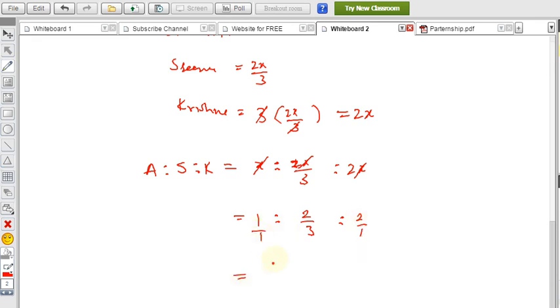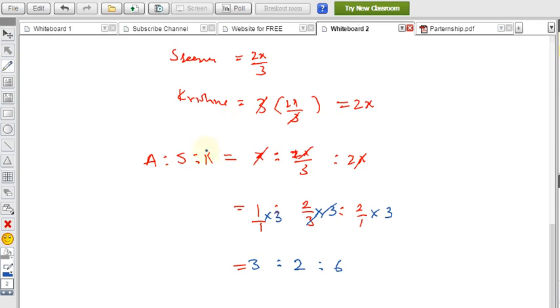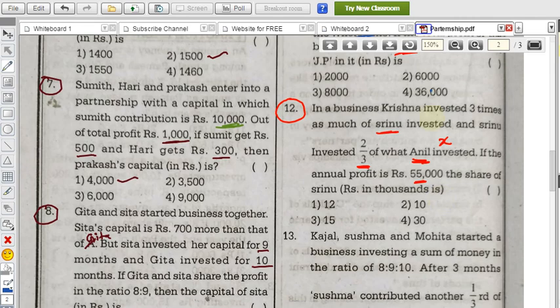Now LCM is 3. With 3 we can multiply everything. We multiply each term by 3, and then it is 3 is to 2 is to 6, because the 3s get cancelled. 3 is to 2 is to 6 is the Anil, Srinu, Krishna ratio. Fine. Now the question is the share of Srinu. Srinu's share we need to find out.